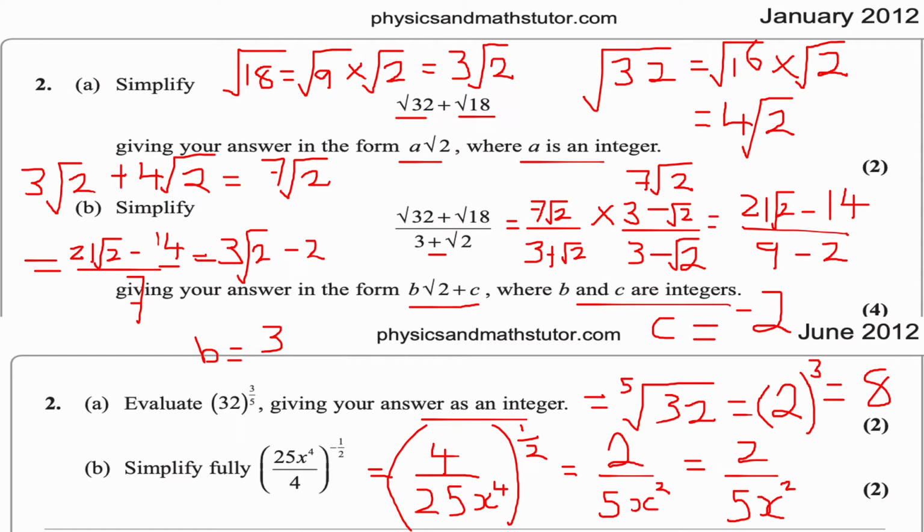Okay, for that question, power of a half, guys, just means a square root. So I take the square root of 4, which is 2. And for 25x to the 4, well, 25 to the power of a half is going to be 5. And then x to the 4 to the power of a half, well, I'll just multiply the powers together. 4 times a half is 2.